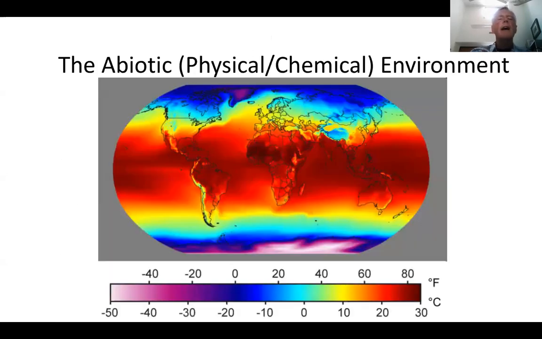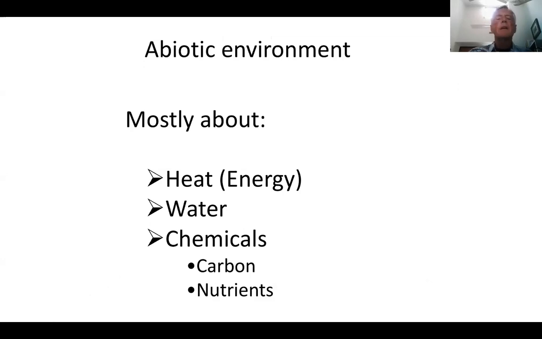All right, I'm going to move now into the major part of today's class, which is the abiotic environment, the physical environment, all right? The abiotic or physical environment, our considerations there in ecology are mostly about energy or heat, water, and various chemicals: carbon, nitrogen, phosphorus, oxygen, and a whole variety of other things. So the physical or abiotic environment is really about energy, water, and chemicals.